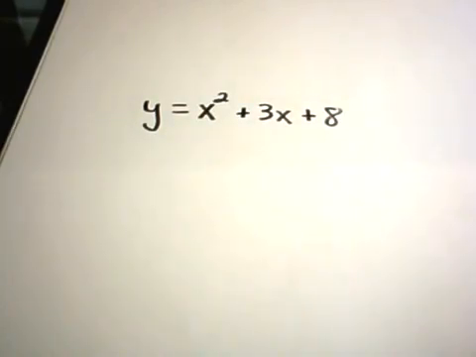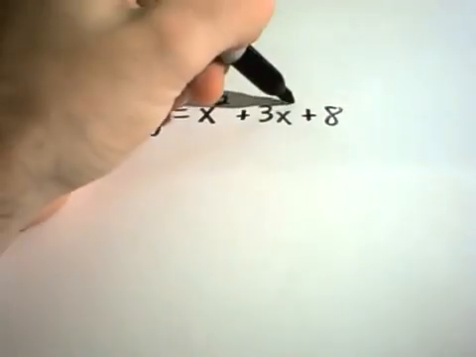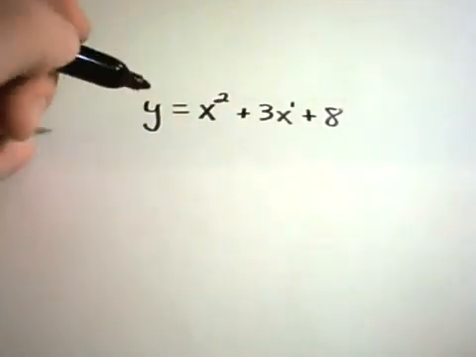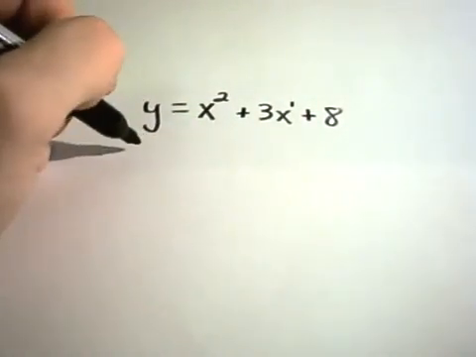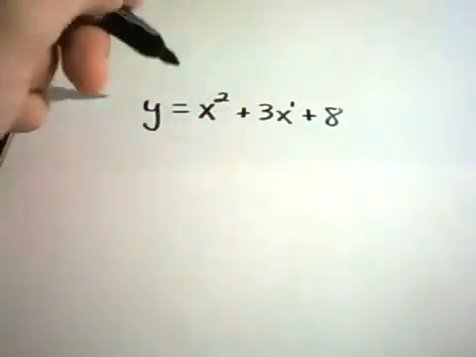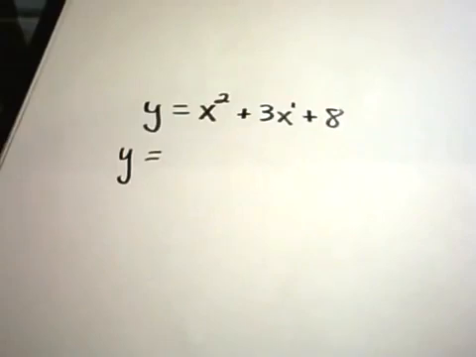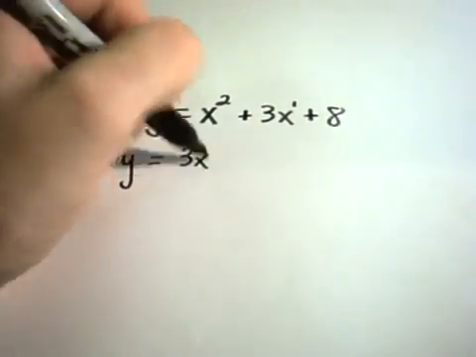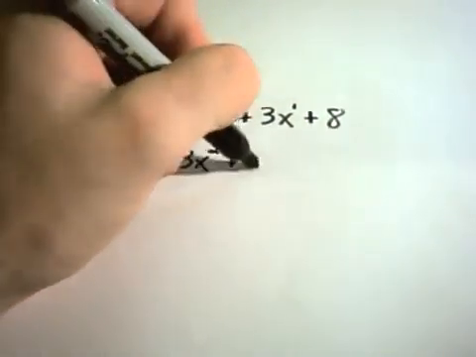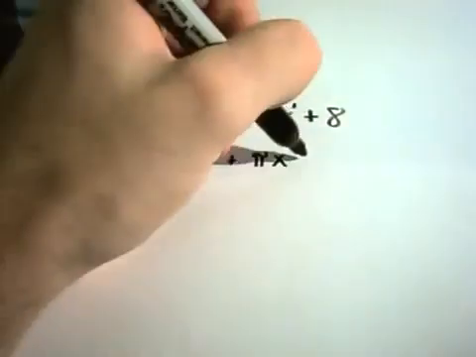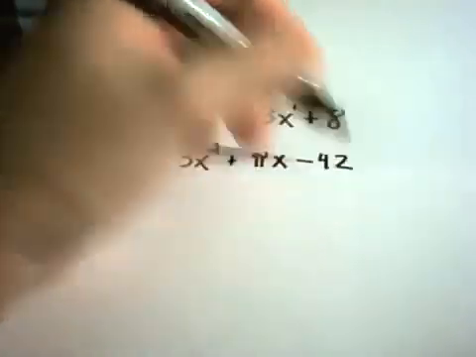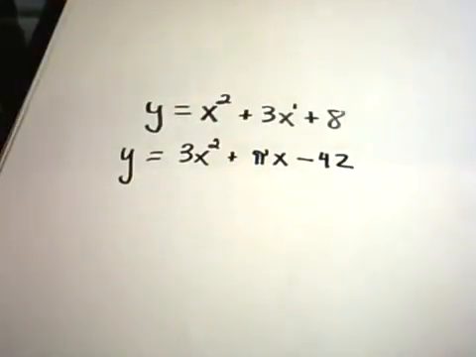Again, the highest power on this one is a 2. Notice also the x has a power of 1, so this is in fact a quadratic equation. In standard form, there's basically no parentheses and everything's multiplied out. Likewise, y equals 3x squared plus pi times x minus 42 would also be a quadratic equation in standard form.